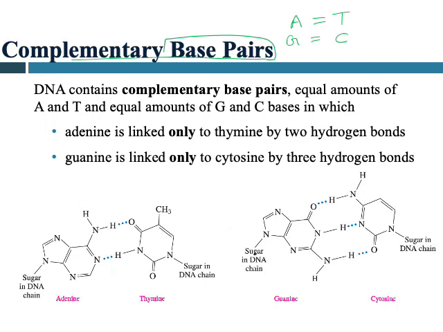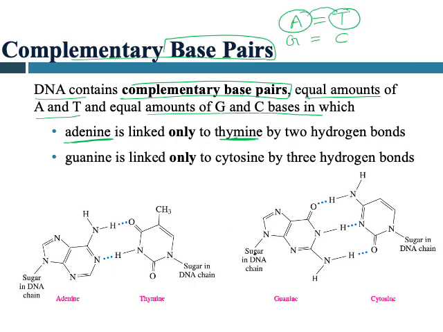So now we're gonna see why this is the case, right? DNA contains complementary base pairs, an equal amount of A and T and an equal amount of G and C, in which adenine is always linked to thymine. So that means adenine always binds to thymine, and guanine always binds to cytosine. You have to make sure you know this.